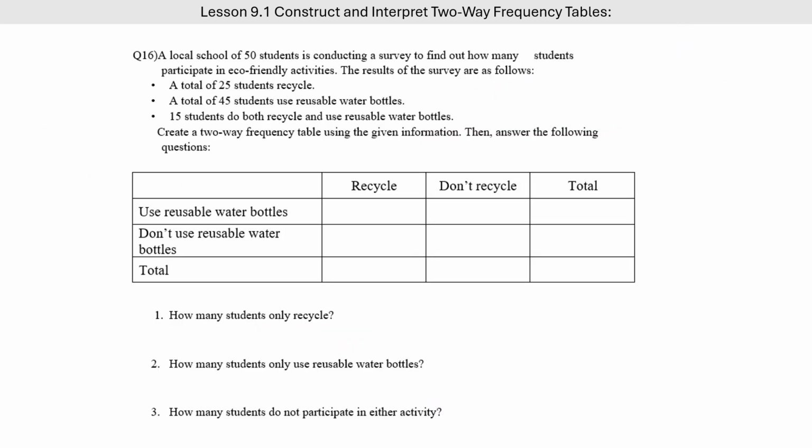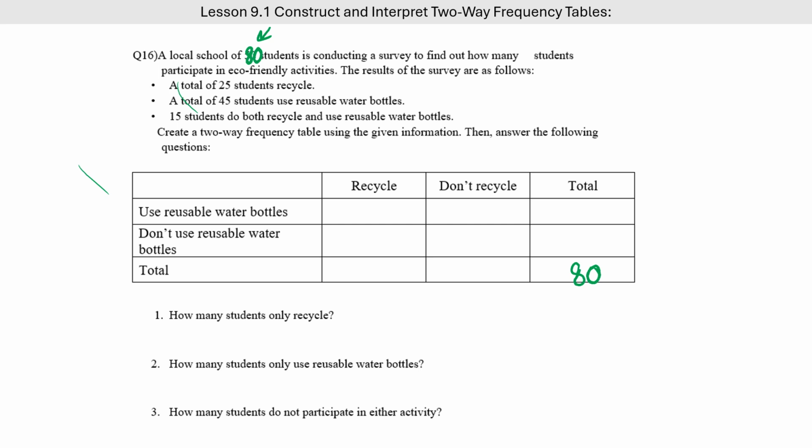Okay, let's try this tricky question. A local school of 80 students is conducting a survey to find out how many students participate in eco-friendly activities. The results of the survey are as follows. First of all, how many total students are there? 80. So you have to write it in the last total, grand total.